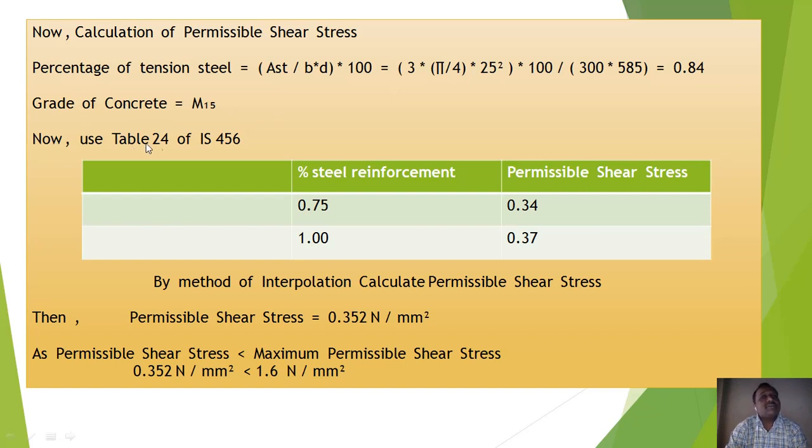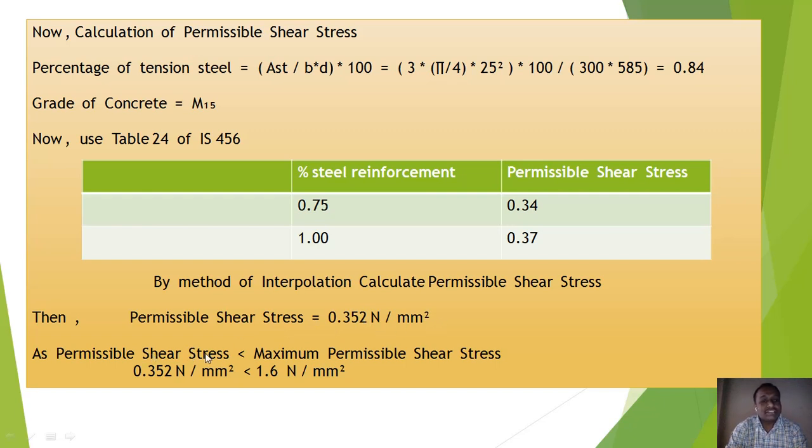Now use Table number 24 of IS 456, percentage of steel reinforcement and permissible shear stress. So for percentage of steel reinforcement 0.75, permissible shear stress is 0.34 Newton per mm square, and for 1.37 the value is given next. By the method of interpolation we calculate the permissible shear stress for this percentage of steel reinforcement. So permissible shear stress is equal to 0.352 Newton per mm square.